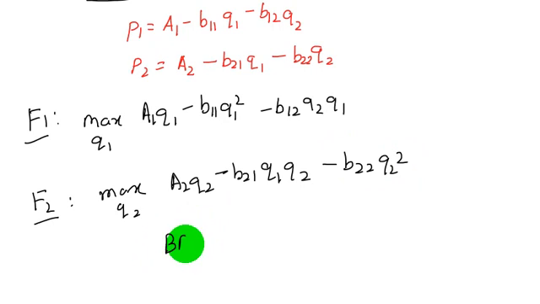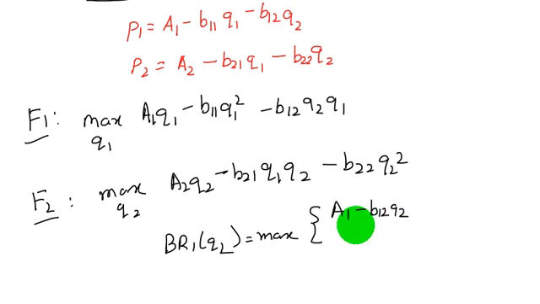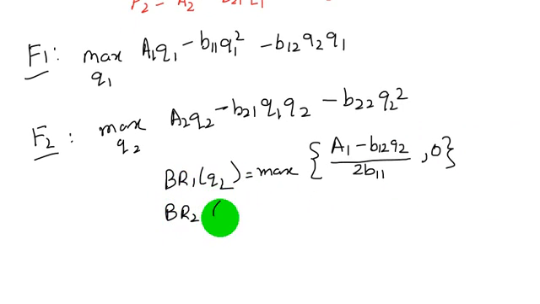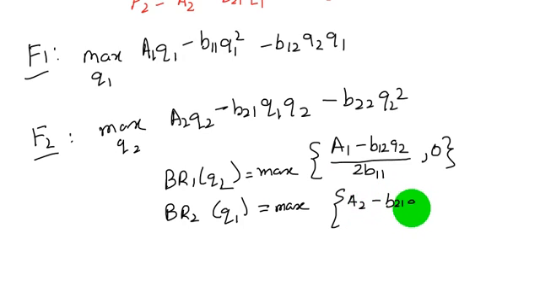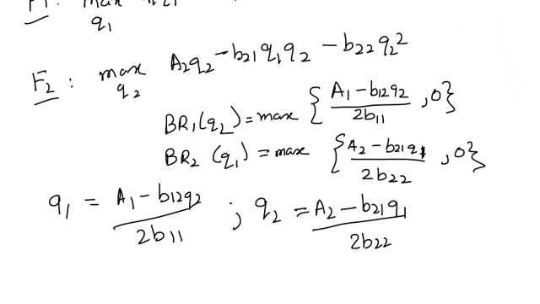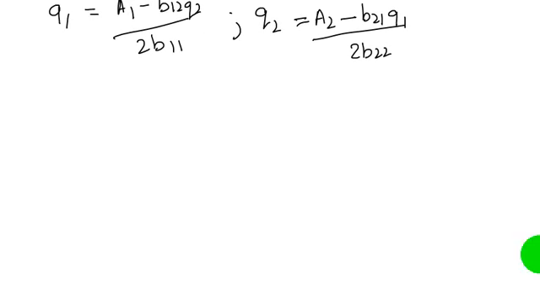So we get BR1 of Q2 equals max of (A1 minus B12 Q2) divided by 2 B11, and 0. That is BR2 of Q1 equals max of (A2 minus B21 Q1) divided by 2 B22, and 0. If both firms produce positive quantities, then the output of the two firms solves this system. Thus these are the quantities of the two firms. Okay, I'll scroll the screen up so that you can see.